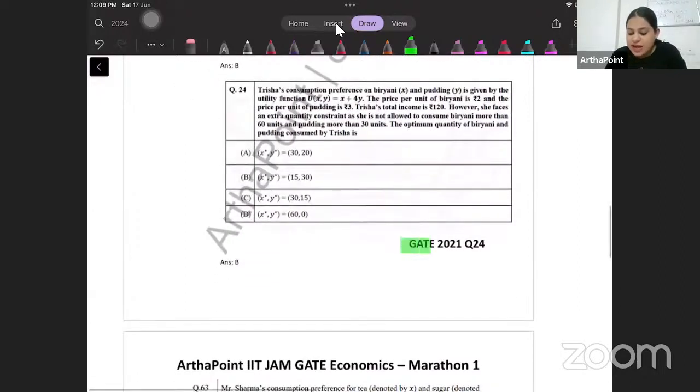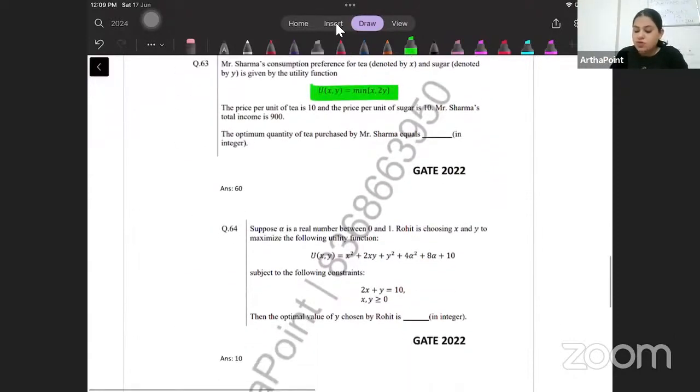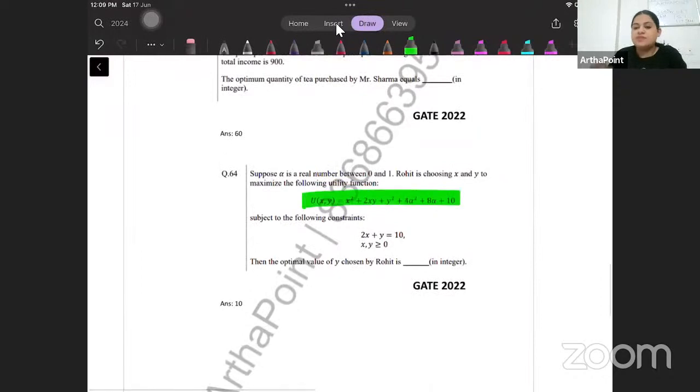Then these are GATE exam papers, beta. Again, substitute good. But this is very interesting. It is substitute good with constraint. So I will show you how to do that. Then it is complementary good. And then this is what we discussed in the class, monotonic transformation.